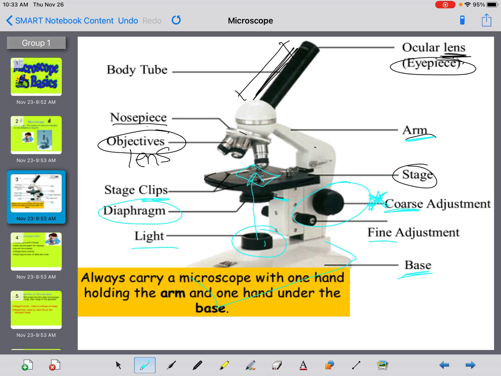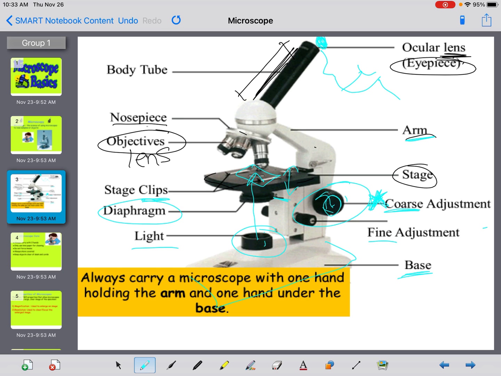You always use the coarse adjustment knob first. Turning this knob will move the stage up and down. Make sure you're looking, so imagine your eye would be here, like a person's eye. Someone looking in would turn this coarse adjustment knob until you start to see the specimen that you are looking at.